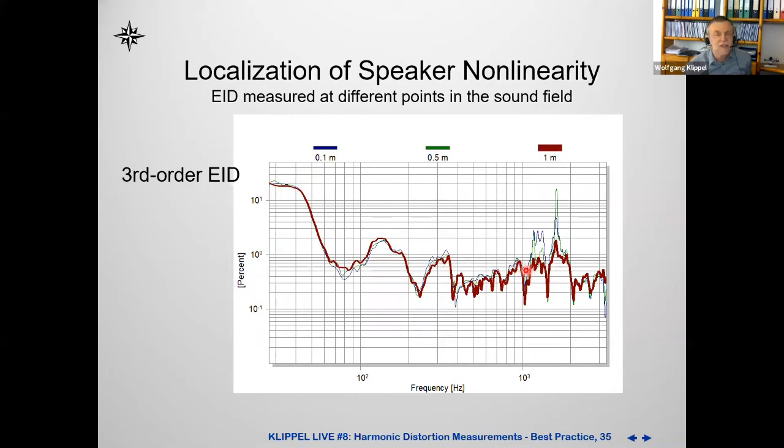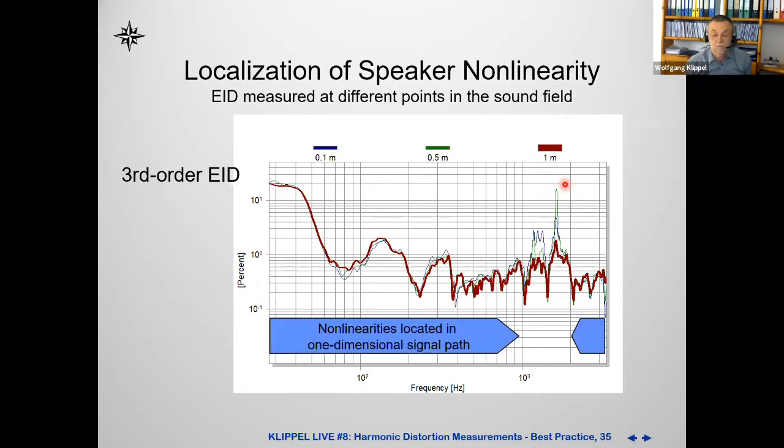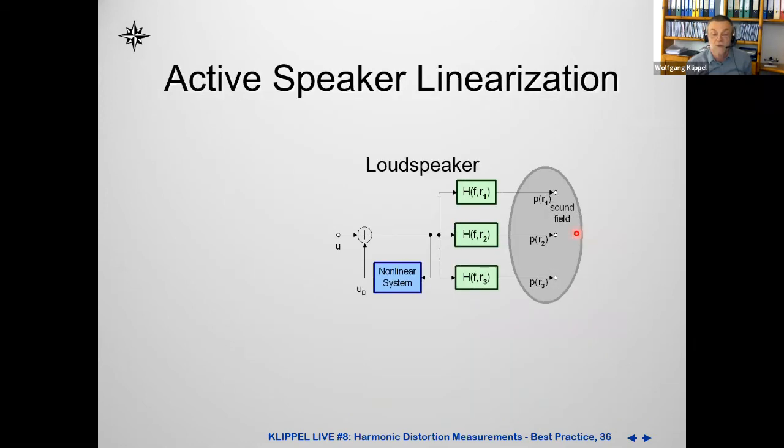Over a wide frequency range, it's identical. Only here, where we get some modal vibrations from the surround, we have different distortion depending on the position. Why? Because we are radiating the distortion directly from the surround to the point. Those here are generated at the input, and they are generated here somewhere else. That depends on the position.